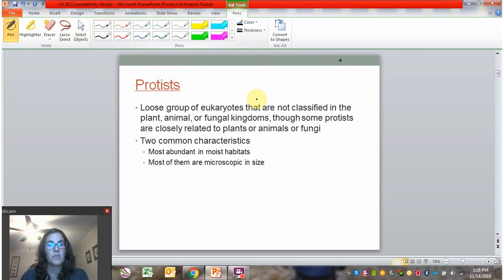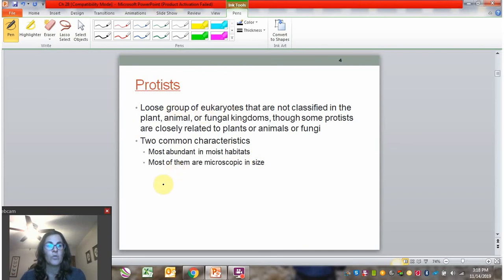So in this chapter, we focus on the protists. The protists is a really, really loose group of eukaryotes. And so the term just kind of means they're not animals, they're not plants, and they're not fungi. Some of them are relatives of plants, animals, and fungi, but they're not actually plants, animals, and fungi. And so they were sort of identified for 2 common characteristics. They tend to live in water or moist habitats, so things like ponds, for example, or the ocean. And most of them are microscopic, so you can't see them with the naked eye.